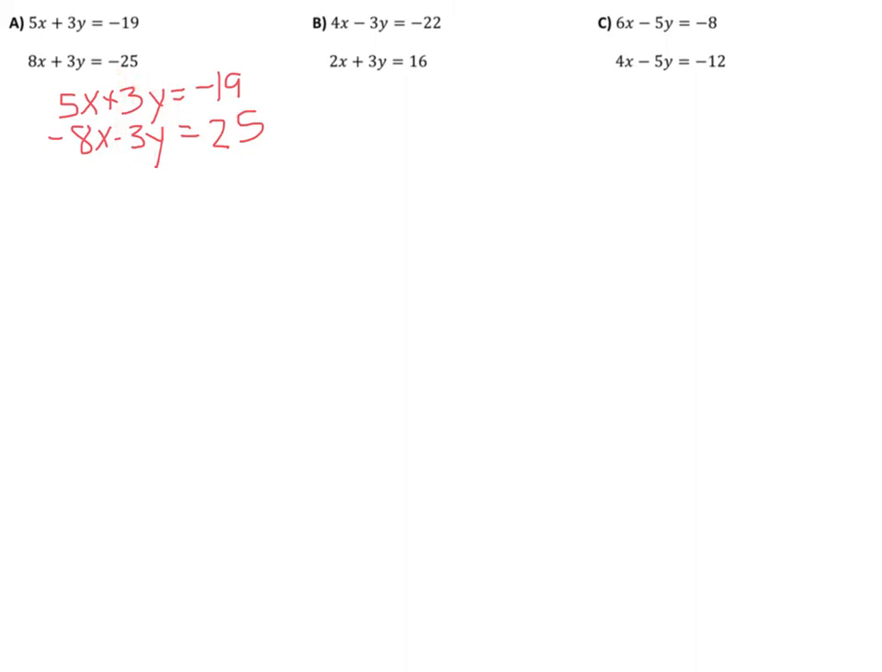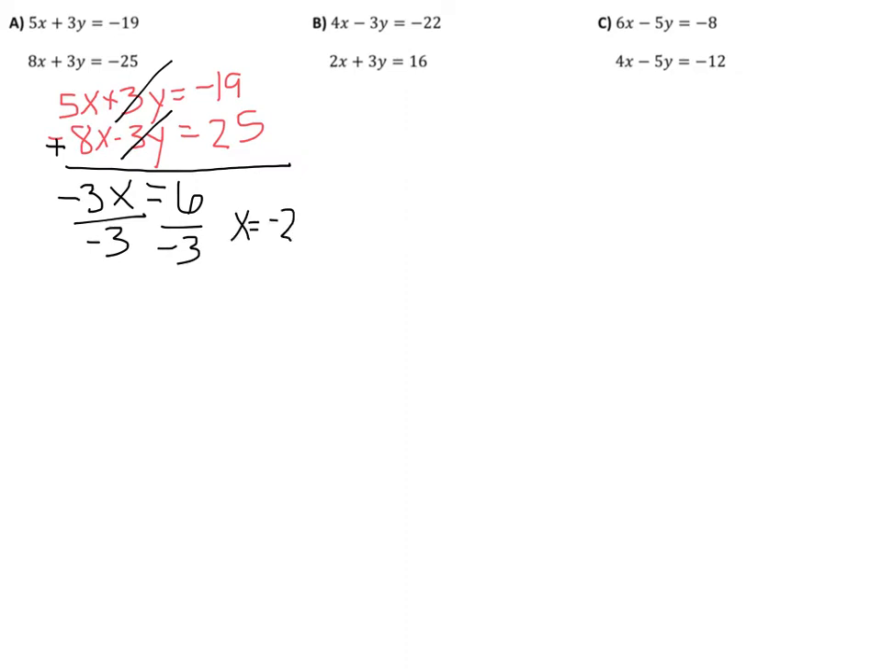So now that I have that, I'm going to go ahead and just add straight down. So if I add straight down here, I'm going to have 5 plus negative 8, which is just negative 3x. My 3y's are going to cancel because 3y plus negative 3y is 0. And then negative 19 plus 25 is going to give me 6. I can divide by negative 3 on both sides, and x equals negative 2.